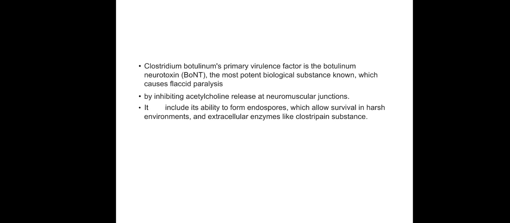Clostridium botulinum's primary virulence factor is the botulinum neurotoxin, one of the most potent biological substances, which causes paralysis by inhibiting the release of acetylcholine at neuromuscular junctions. It also includes its ability to form endospores, which allow survival in harsh environments, and extracellular enzymes.